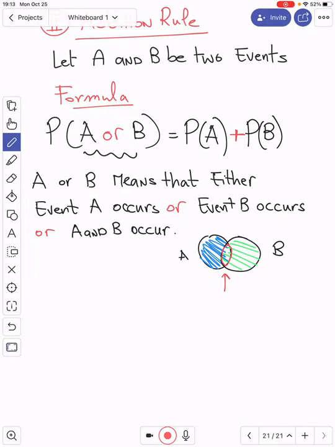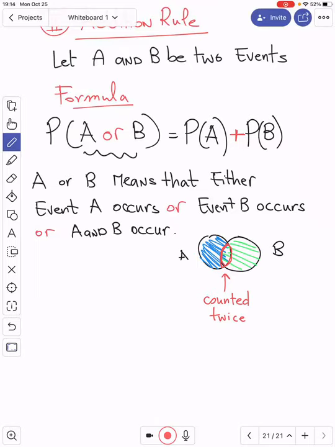It's blue and green at the same time, right? So this region, the intersection between A and B, is actually counted twice, because it's in the probability of A and it's also in the probability of B. So when you say P of A plus probability of B, then this region is counted twice.